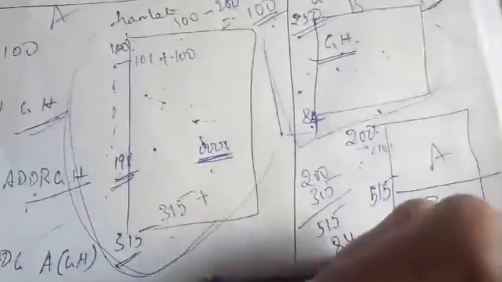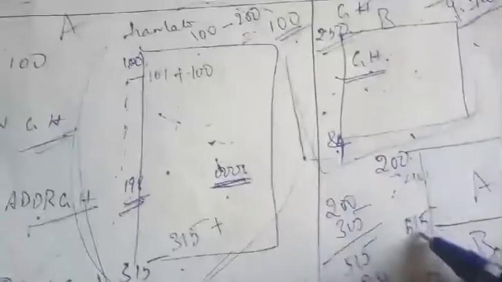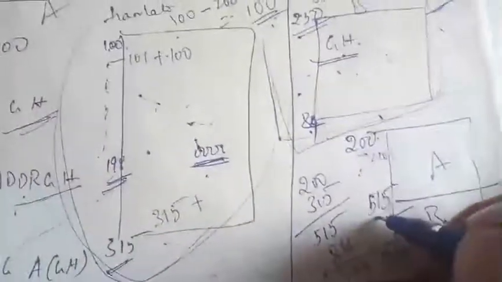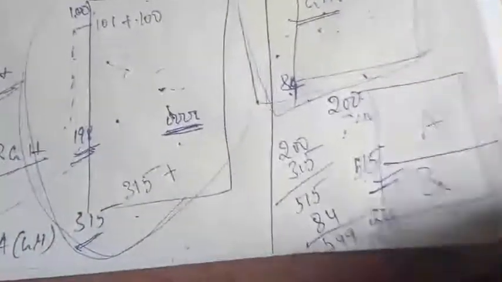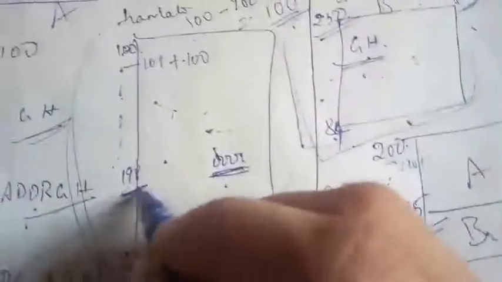315 plus the relocation factor, then you need to load that. Clear? So till here you will load. Similarly here also you will use the relocation factor and load, right? So whenever I refer to 198, I am referring to 298 here. Here I want the address of GH. What is the address of GH?